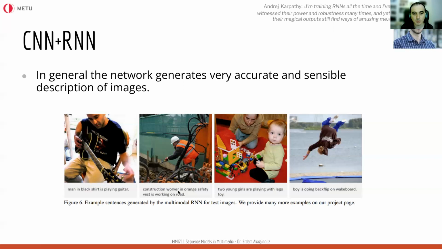Construction worker in orange vest is working on a road. It is not a road, but it's a good result. Somehow the algorithm thought it was a road. Two young girls are playing with Lego toy. This one is not young, but the original CNN used in this network, which is VGG, was not trained to estimate the age of a person. That's why somehow it mistakes the age of the person, says this is young.